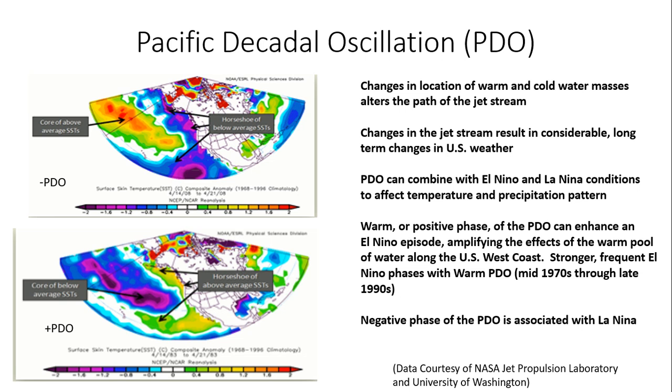Meanwhile, the positive phase of the PDO in the bottom left, this is a reverse situation. So now we have the core of below average sea surface temperatures across the central North Pacific, denoted by the purple shading. And then we have above normal water temperatures, the horseshoe ring, generally east of Hawaii, up the west coast of the United States into the Gulf of Alaska. And that is associated again with a positive phase of the PDO. By the way, this data is courtesy of the NASA Jet Propulsion Laboratory, as well as research conducted by the University of Washington.